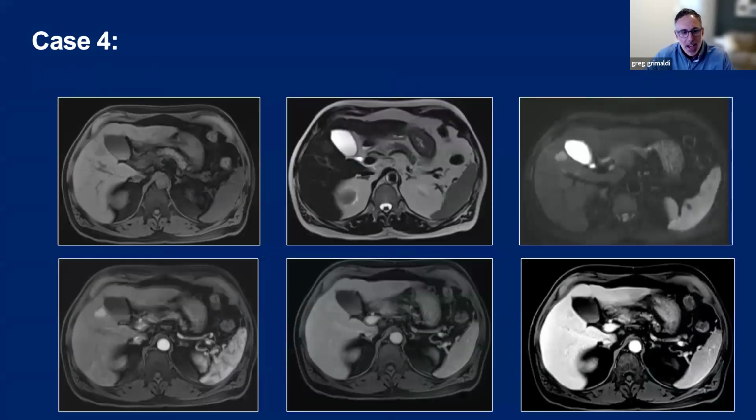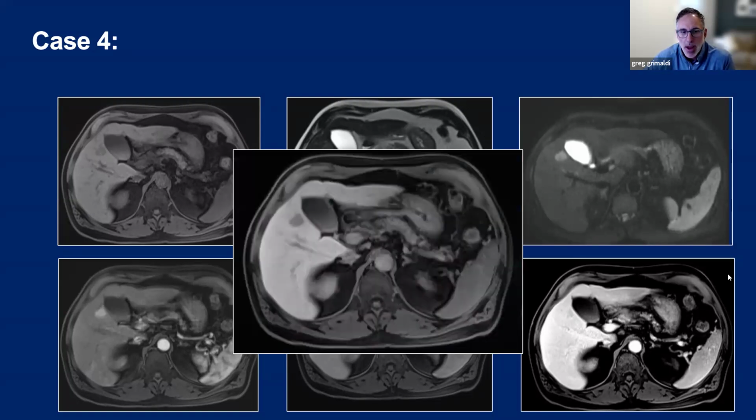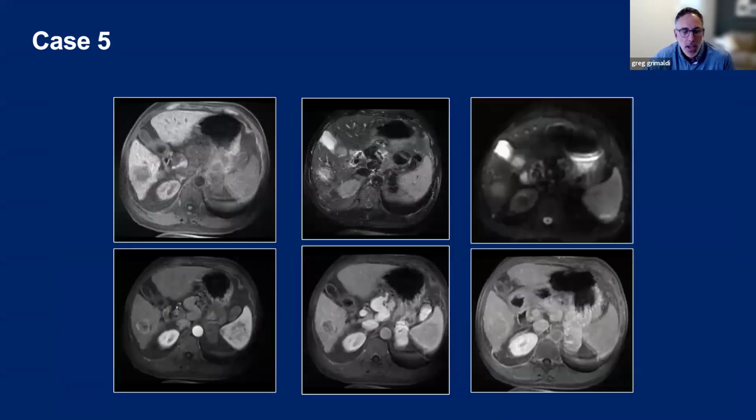Okay, and here's back my classic case. I love this case so much because it's just got all the classic features. Cirrhotic, there's our lesion within the liver at T1, mild T2 hyperintensity, restricted diffusion, arterial enhancement, washout at early and later portal venous phase. And there's our hepatobiliary phase that shows this lesion as hypointense, no functioning hepatocytes. This is the imaging appearance of HCC.